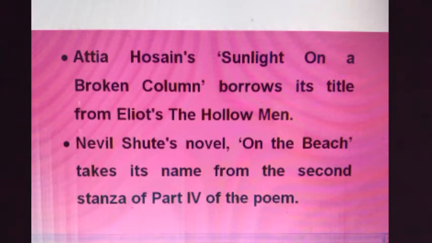So remember, it is important. Attia Hussein's work, Sunlight on a Broken Column, is borrowed from T.S. Eliot's poem, The Hollow Men.